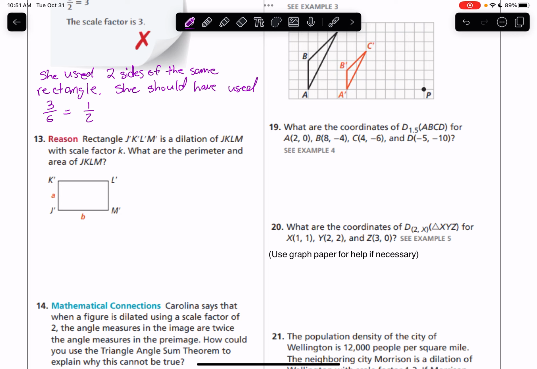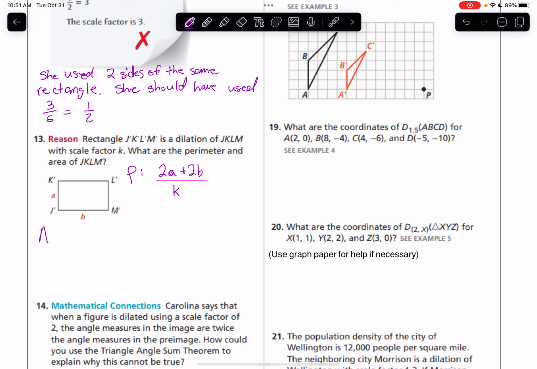So to find the perimeter of JKLM, I find the perimeter equation, which in this case is going to be 2 of each side. So 2A plus 2B, so that's the perimeter of the new shape. To turn it into the perimeter of the old shape, I need to say divided by K, the scale factor. So if I go backwards, I have to divide by the scale factor.